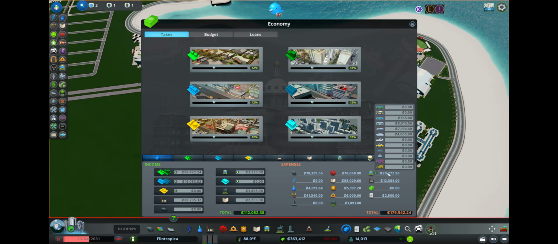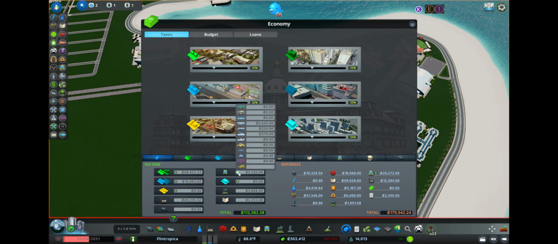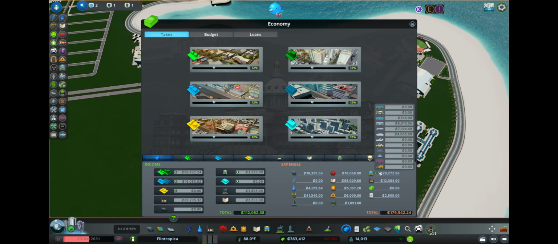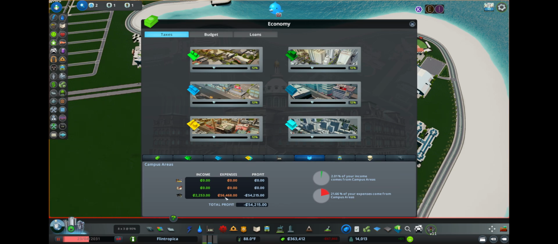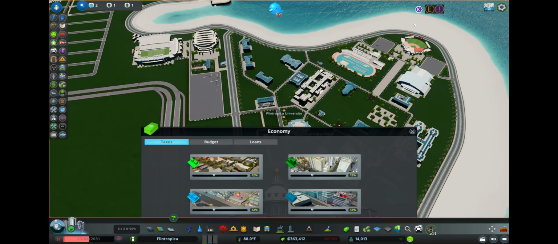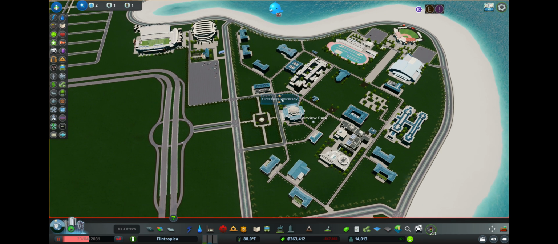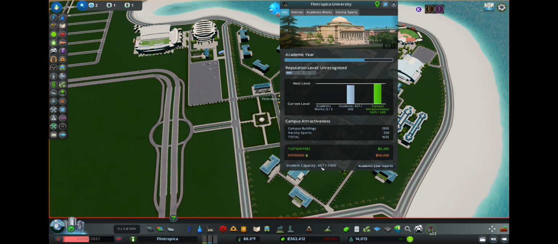So obviously Metro is getting up there versus how much we're earning on that, but as we add residents, we can fix that. That'll fix that. So, but 58K for education, of which it's basically all the university. So we have enough capacity, 457 students out of 7,400.